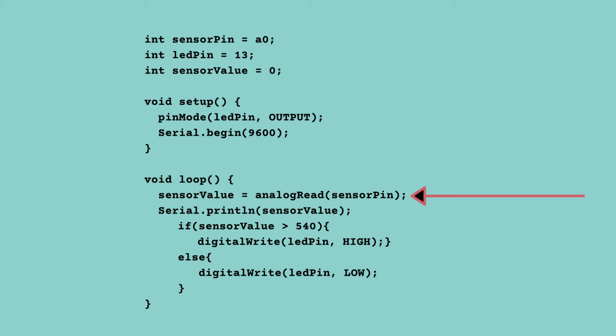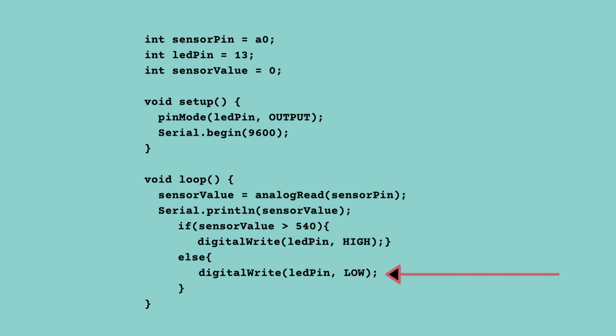Repeat this part over and over. Get the value from the sensor. Print that value on the serial monitor. If the value is over 540, turn the LED on. Otherwise, turn the LED off.